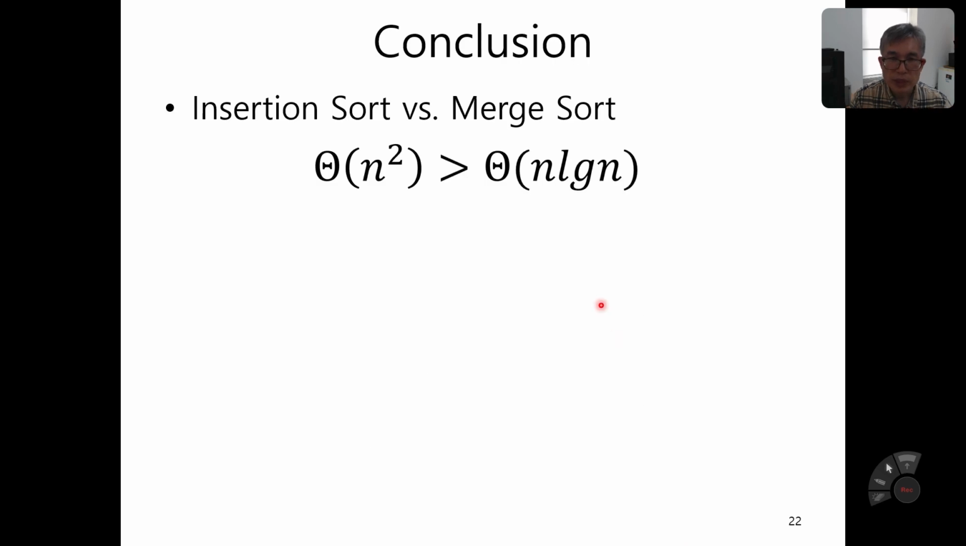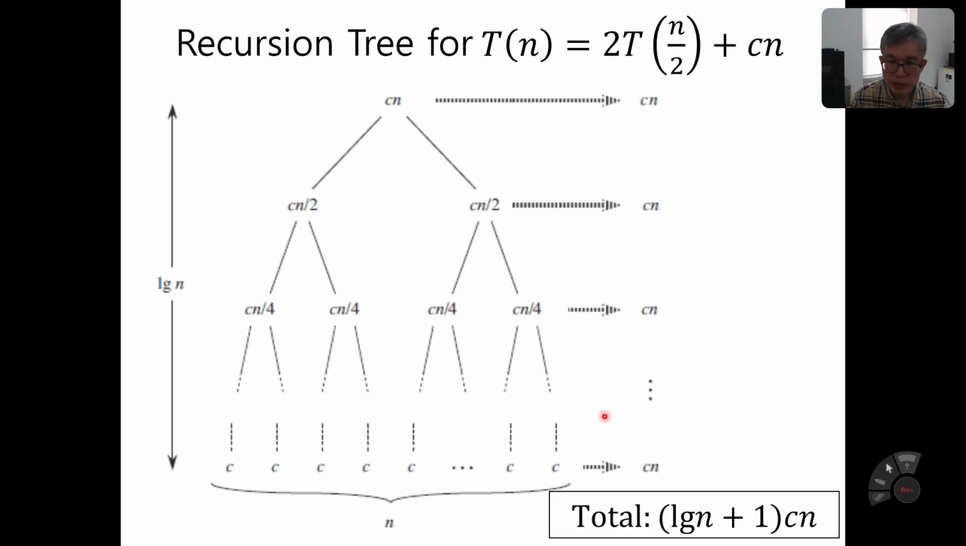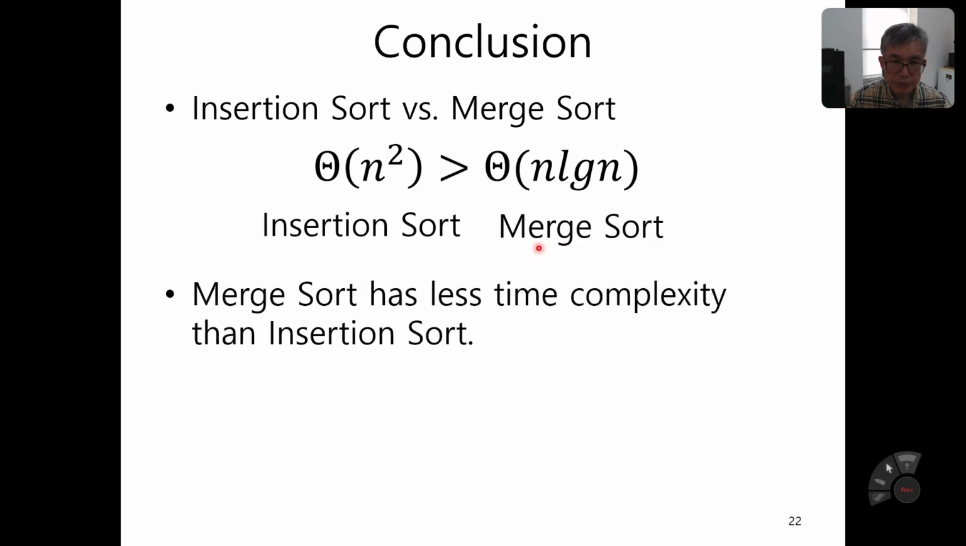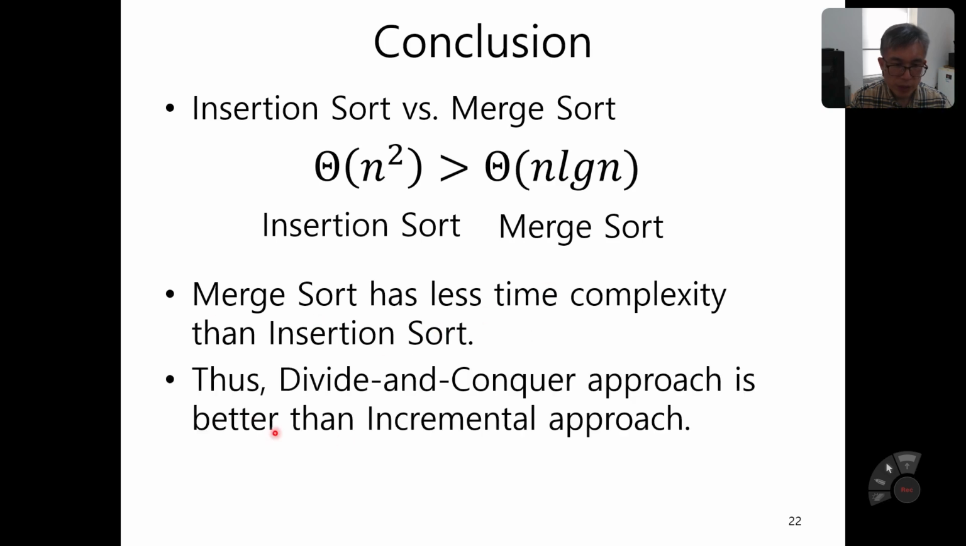Time complexity: insertion sort is n squared, while merge sort is Θ(n log n). So insertion sort's time complexity is higher than merge sort's. Merge sort has lower time complexity than insertion sort, which means it is quicker than insertion sort. Thus, the divide and conquer approach is better than the incremental approach.